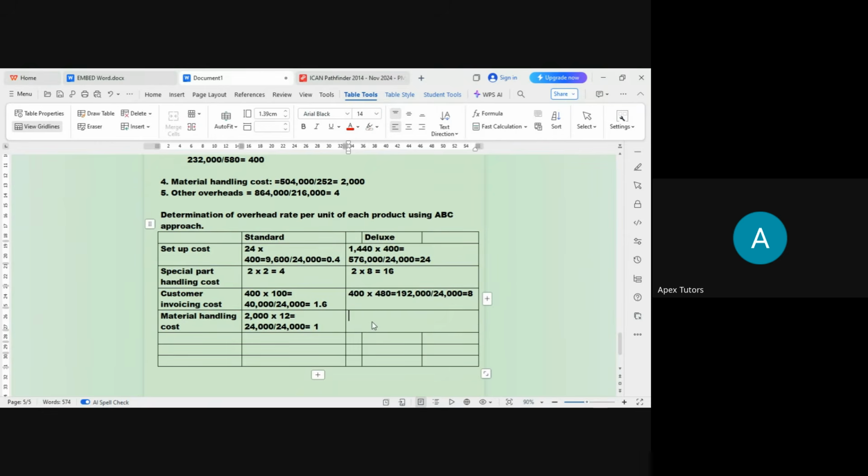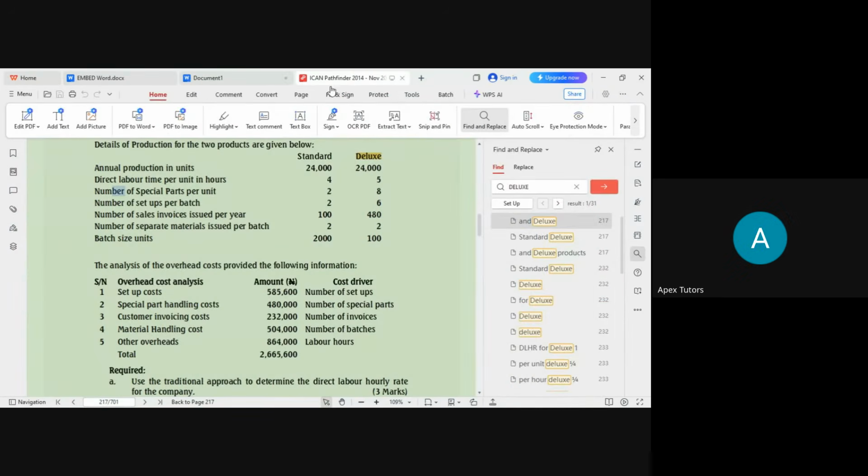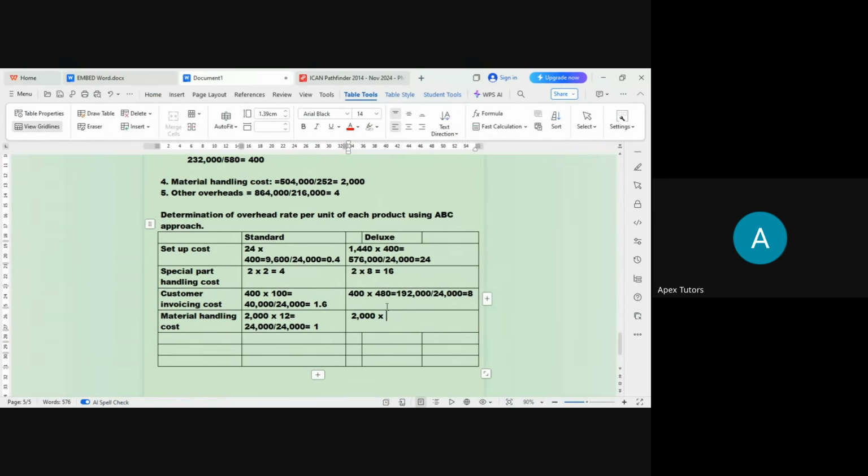And for the loss, it will be 2,000 times 240, since we're talking about batches now. The result will be 480,000. Divide by 24,000, and the result will be 20.